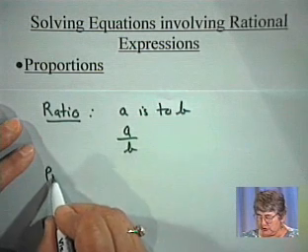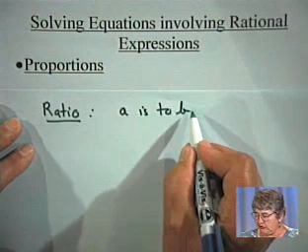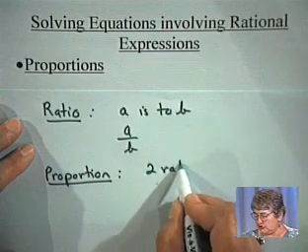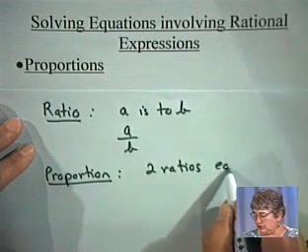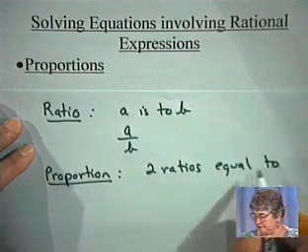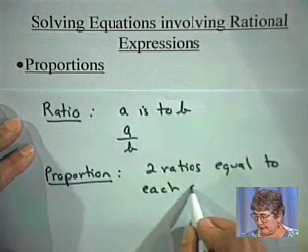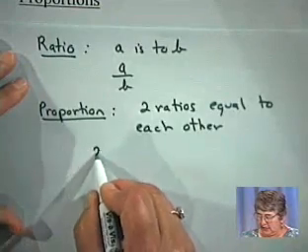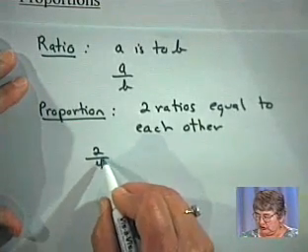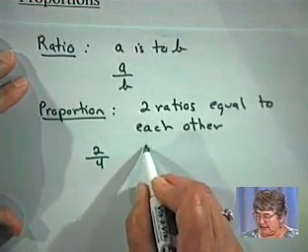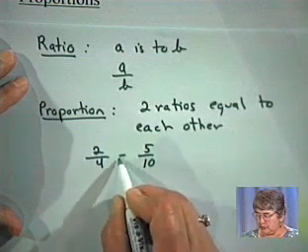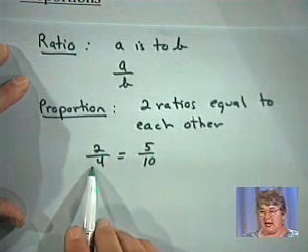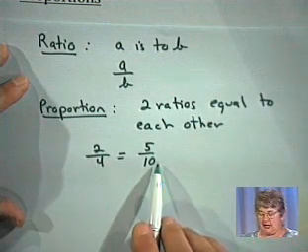A proportion is when you have two ratios equal to each other. So for example, if you have 2/4, 2 is to 4 as 5 is to 10. This is a proportion because these two numbers are equal to each other. Notice that I have 1/2 on the left and 1/2 on the right.